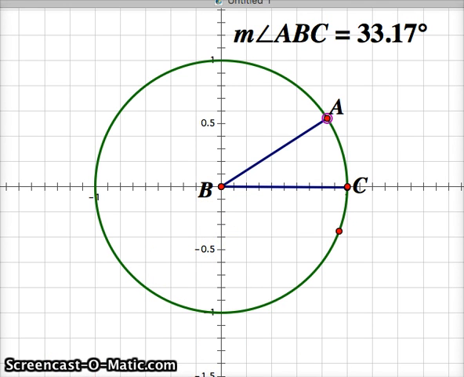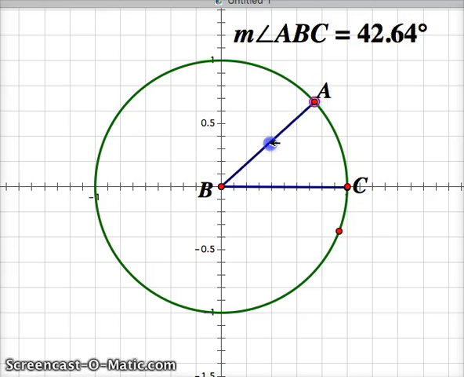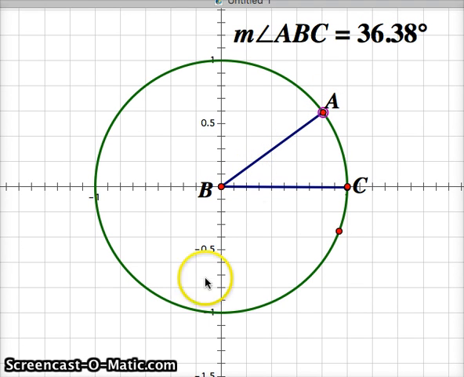Notice here that we have this point on the circle, and notice I'm forming an angle with the two blue segments. Now if you notice what I did, here is my triangle here. Here's my point A. Uh-oh, what happened there?